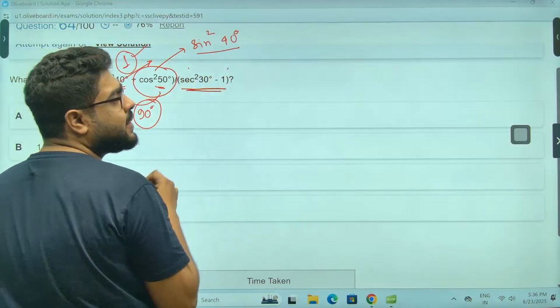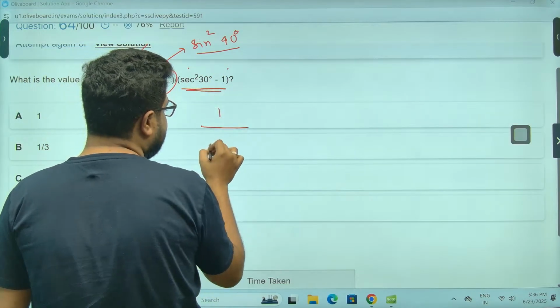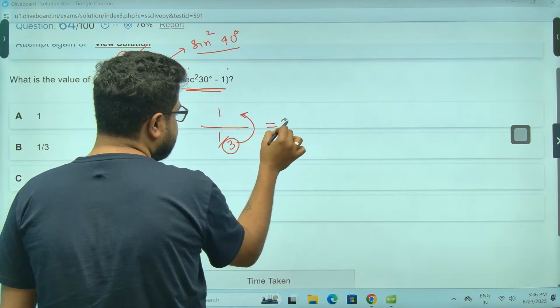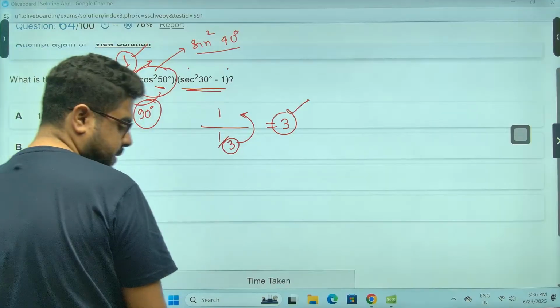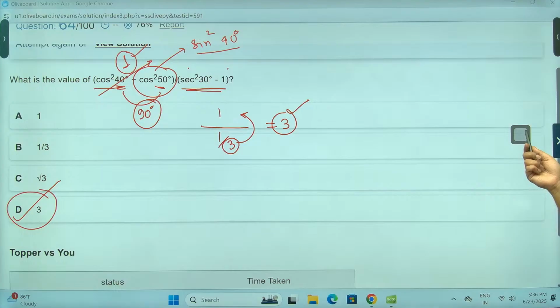And this is what, sir? Sec square theta minus 1 is tan square theta. So 1 by tan square 30 degree. Tan square 30 degree is 1 by 3. So the 3 will go up, answer is 3. The answer straight away is option D, that is 3. Yes, Raghu, you are absolutely correct.